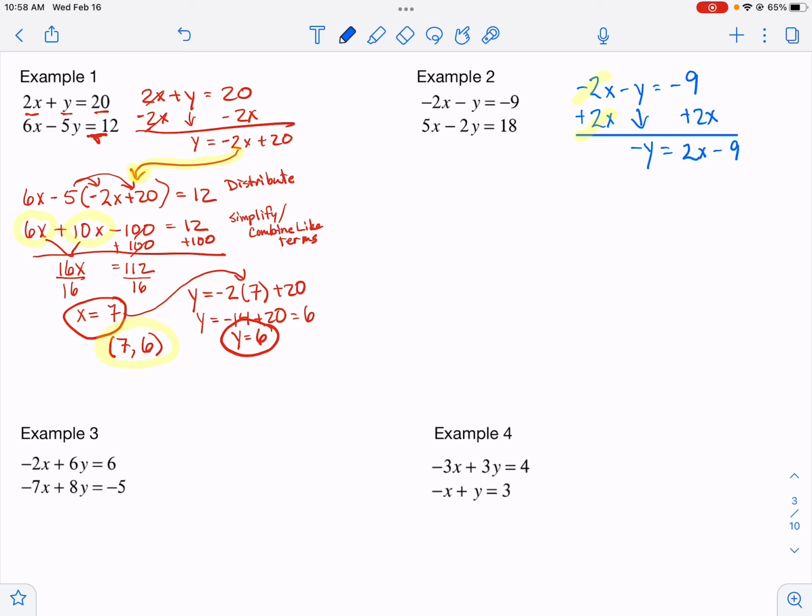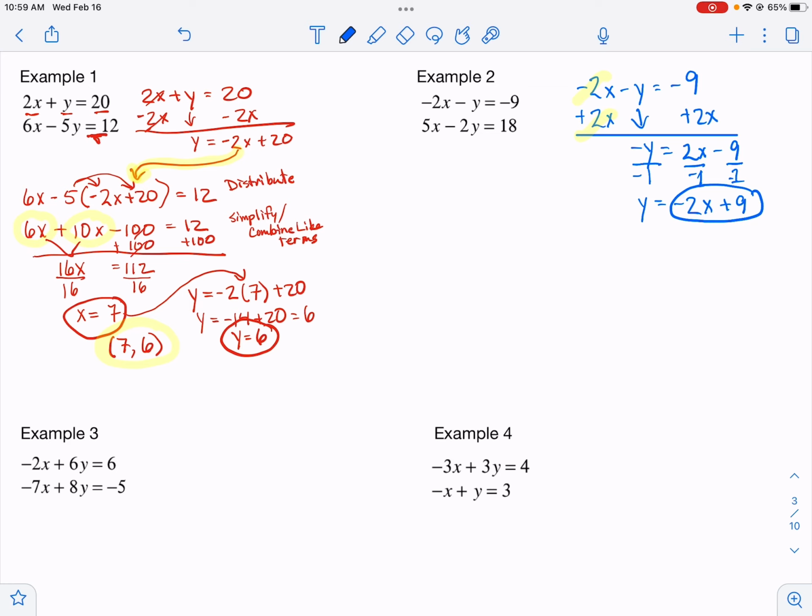minus 9. But I'm not done, because that negative in front of the y means there's a negative 1 in front of there. So that means we need to divide every term on both sides of the equation by a negative 1. Which means we're going to flip the sign for each of these. So y equals minus 2x, and then a negative divided by negative is a positive, so that is positive 9. Now this is what y is equal to.